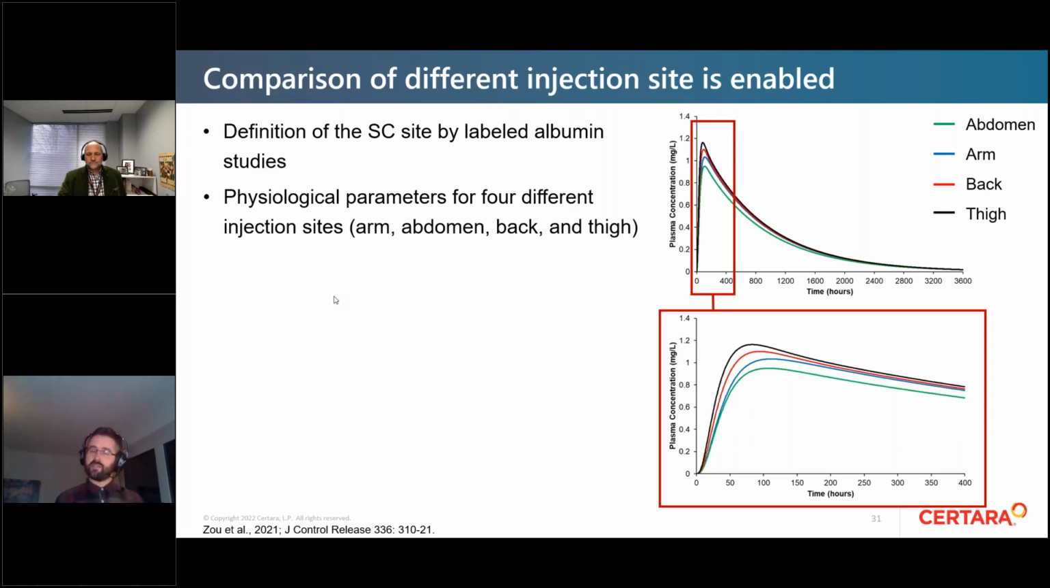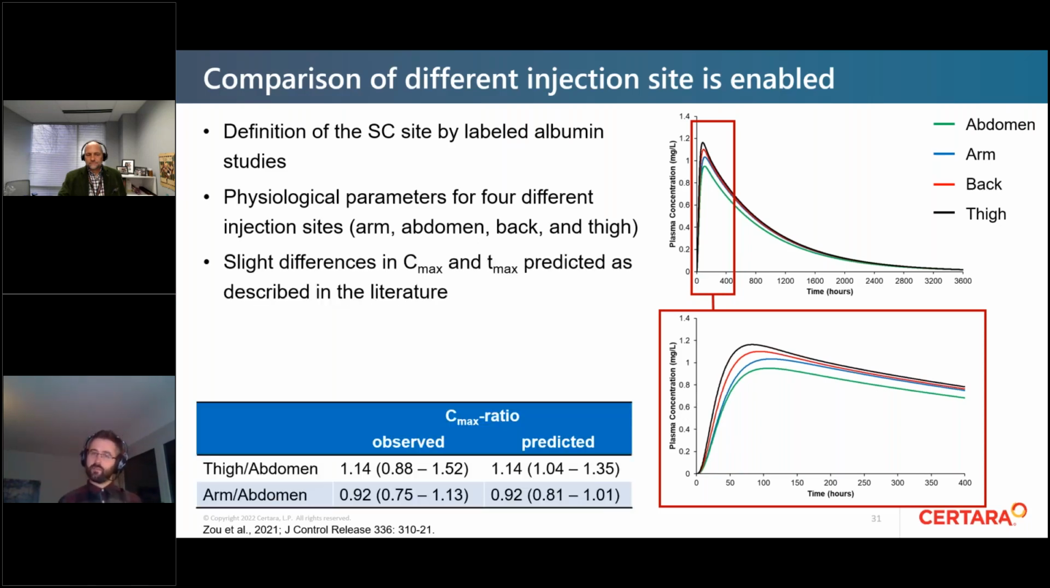On the right-hand side, you can see a prediction for IgG, where we see the differences in peak concentration and time to peak concentration between the different sites. On the next click, you can see that those differences are in line with what is published in the literature. This is from a review of over 50 different antibodies, where we can see the peak concentration is 14% higher in thigh versus abdomen and 8% lower in arm versus abdomen. And we're predicting these numbers with the Simcyp simulator with our included database for the different sites. What we've also included as a fourth point is deconvolution of clinical data that is also incorporated into Simcyp.